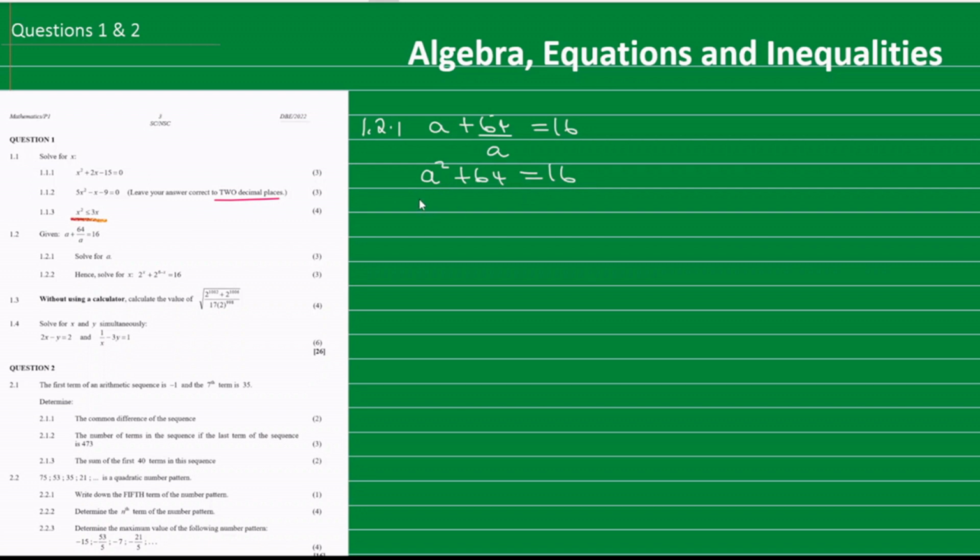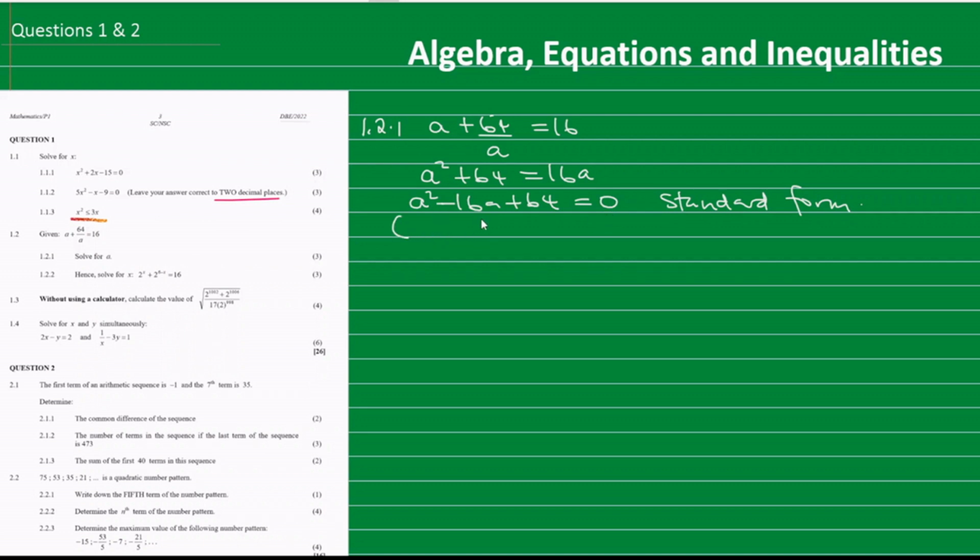Okay, express this in standard form. We are back to equations again, quadratic equations. So we get a squared minus 16a plus 64 is equal to 0. Express this one in standard form. We call this one the standard form. Standard form means all the terms are on one side and then 0 on the other.